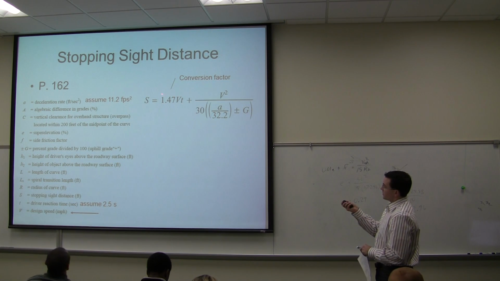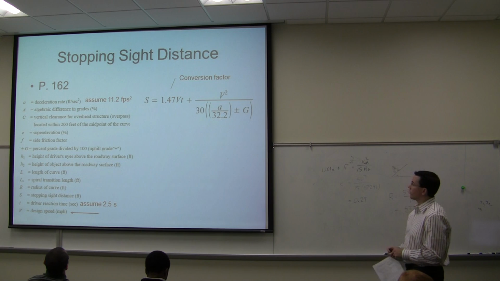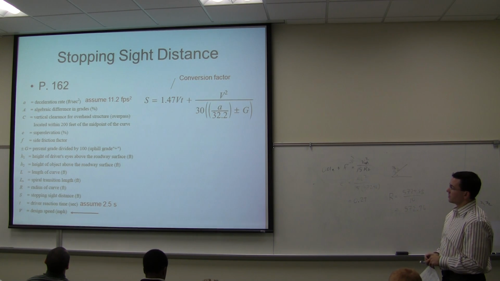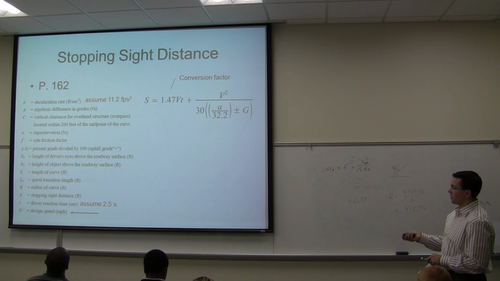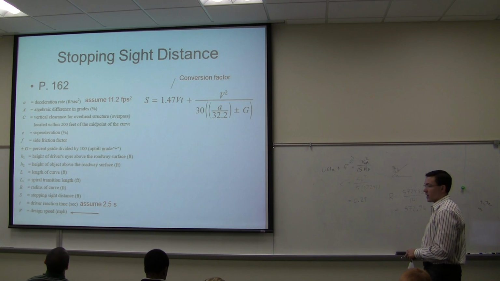So this S is going to give you the stopping sight distance in feet. 1.47 is our conversion factor to go from miles per hour to feet per second. So V again is in miles per hour, so this is converting it. T is in seconds, and the assumption we use for design purposes is 2.5 seconds.